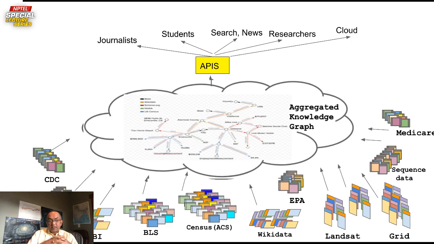The idea behind Data Commons is, imagine if once, just for once, somebody were to take an enormous number of these data sources. A lot of these things are time series, so let's talk on the order of billions of time series. Take the effort to get the data, clean it up, synchronize, normalize it, and build a single aggregated knowledge graph. Such a thing would just be too big for you to download. So you get APIs. And these APIs can be used by everybody from journalists and students to search and news and researchers and so on. That is the core idea behind Data Commons.